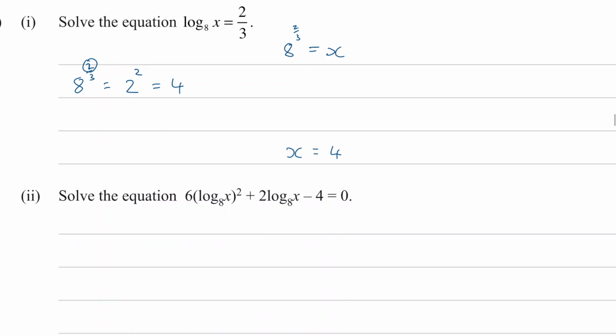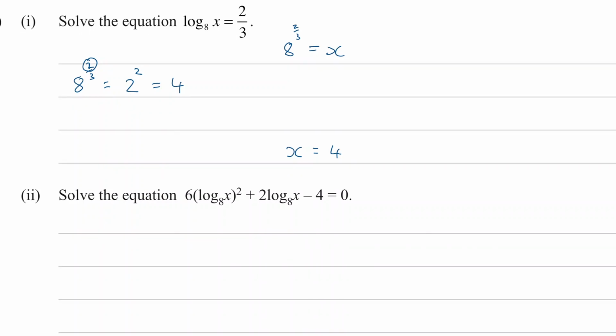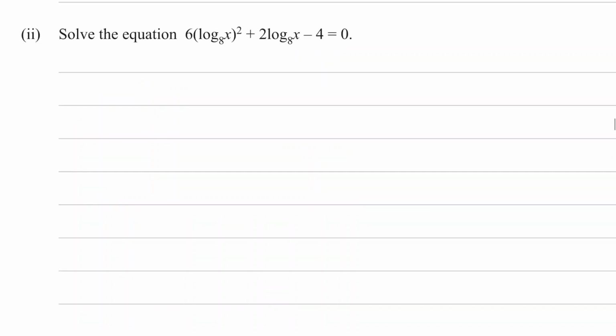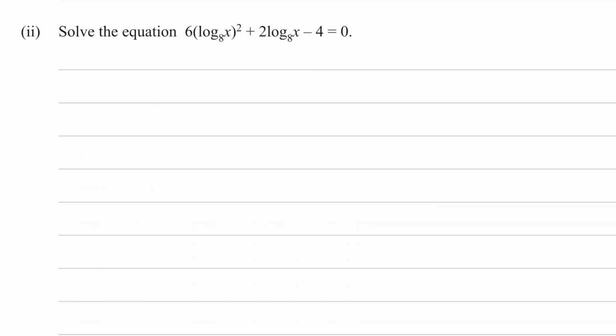All right, now part 2. They've given us, whoa, look at all this space. This one's definitely an excellent question. So solve this equation: 6 times brackets log base 8 of x squared, plus 2 times log base 8 of x, minus 4 equals 0.